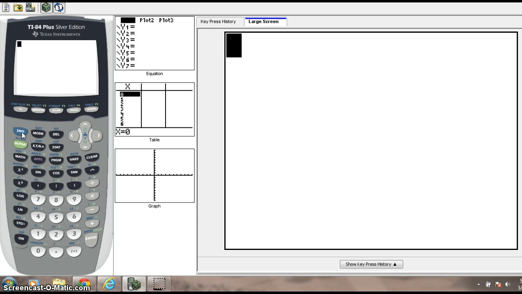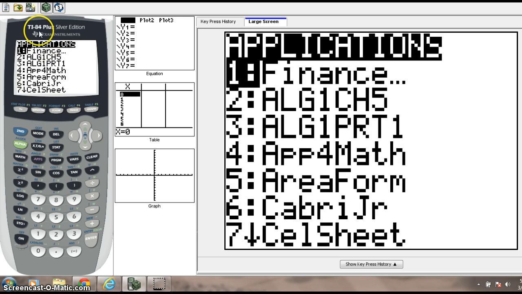That is going to set it to the default settings, and then all the data from the previous hour will be deleted from there. One other key that I want to introduce to you is the apps button. It's the only purple key on the whole calculator. You push apps, and this has all kinds of different things for us to use.